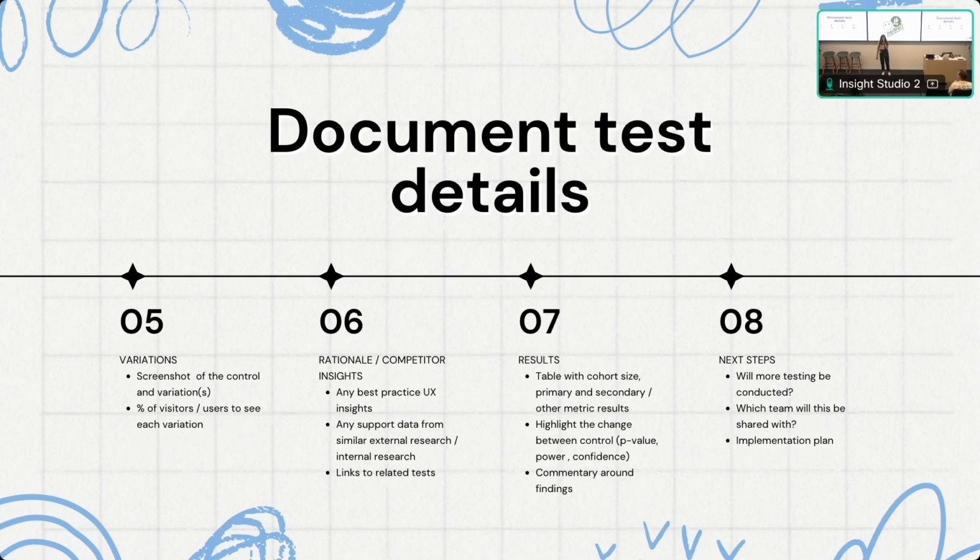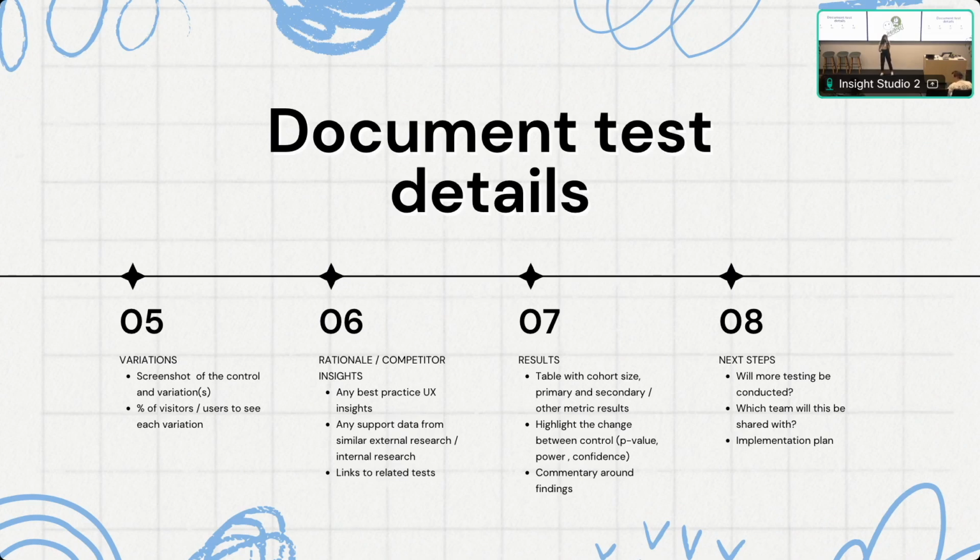Number 5, the variation. So you want to actually show a bit of a screen grab of what you're testing. So again, when you come back and have a look, okay, this is what we tested. So you'll have a screenshot of your control and then your variation or variations, and the percentage to which they were distributed. Then any rationale or competitor insight. So as I mentioned before, you might have other research that you're doing, you can feed that in or link off to it, and have that as a reference point in there for others to look at.